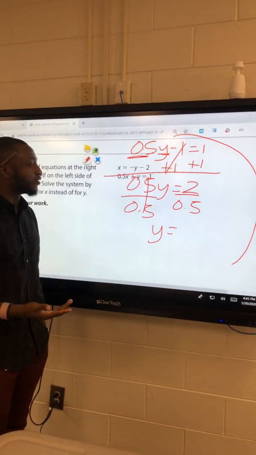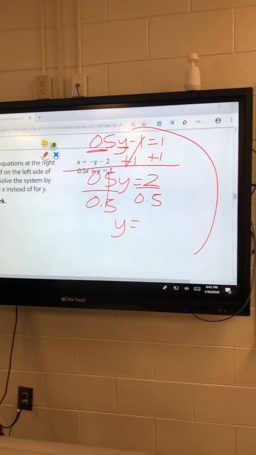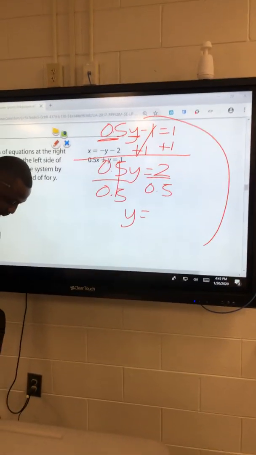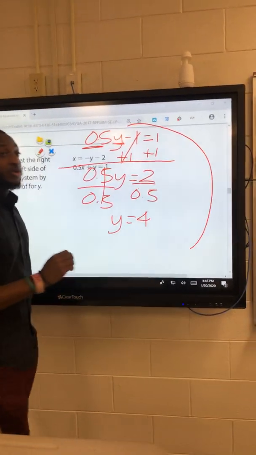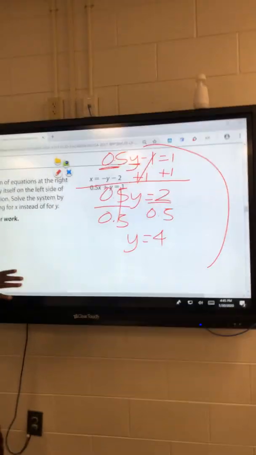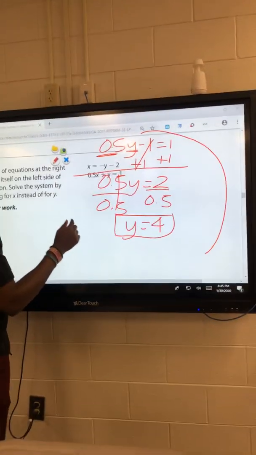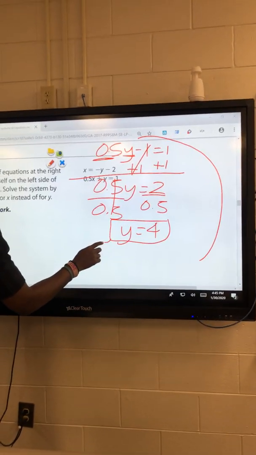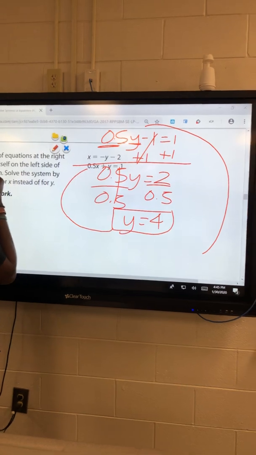Should give me $4. But can you check it for me? 2 divided by 0.5. $4. So y equals 4. So we have our y value, but we still need our x value. So we're doing the same thing we were doing before. I'm going to plug my y into one of these equations. I'm going to plug into the second equation right here.